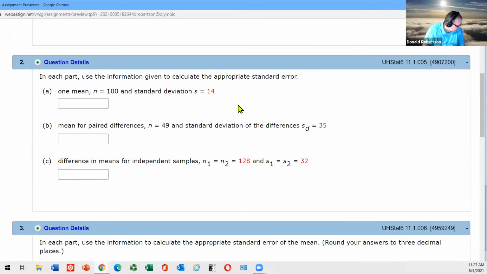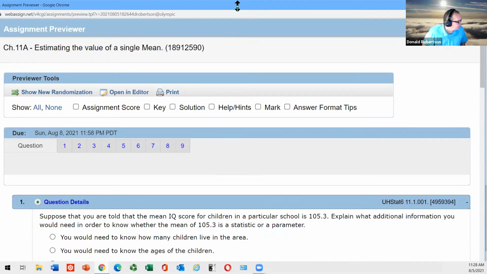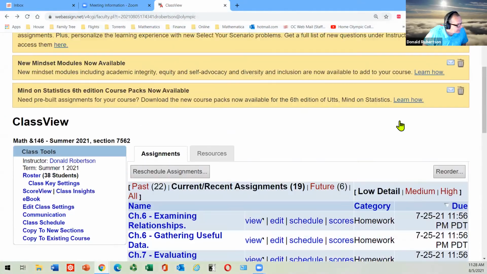Now, in these questions, we're being asked to find the standard error. So there's the standard deviation and there's the number. So in here, you would do 14 divided by the square root of 100. And whatever that comes to, I think I can figure out something to do here. I have got an idea.